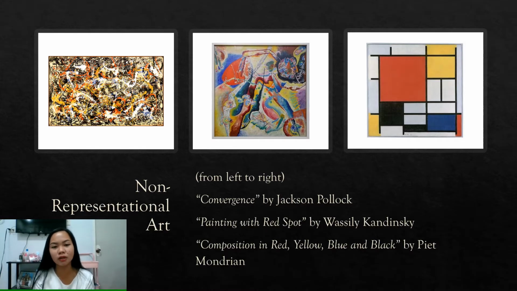So, the next one here in the middle part, that's Painting with Red Spot. So, that is the title of the painting, right? That is by Wassily Kandinsky. So, he's also a famous abstract artist. So, I don't know what he is fighting for in his artwork. And the last one is Composition in Red, Yellow, Blue, and Black by Piet Mondrian.